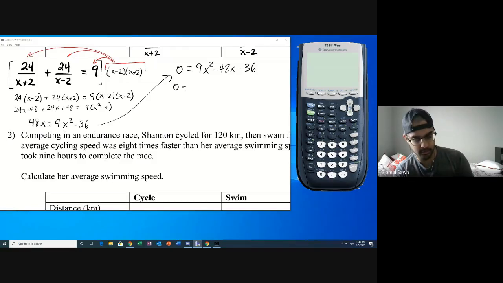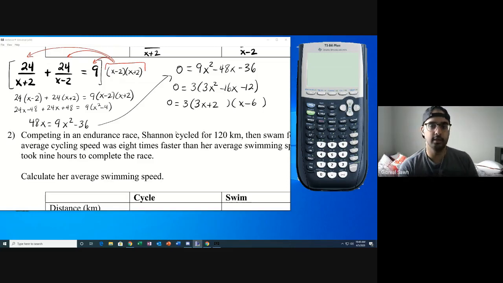So let's do a greatest common factor here of 3, and we're going to be left with 3x squared minus 16x minus 12, and then we can factor this. I won't go through that process. But if you factor using the method of decomposition, you're going to get 3x plus 2 as one factor, x minus 6 as the other. Now take each of those factors and make them equal to 0 like we've done before. That means x could either be negative 2/3 or x could be equal to 6.